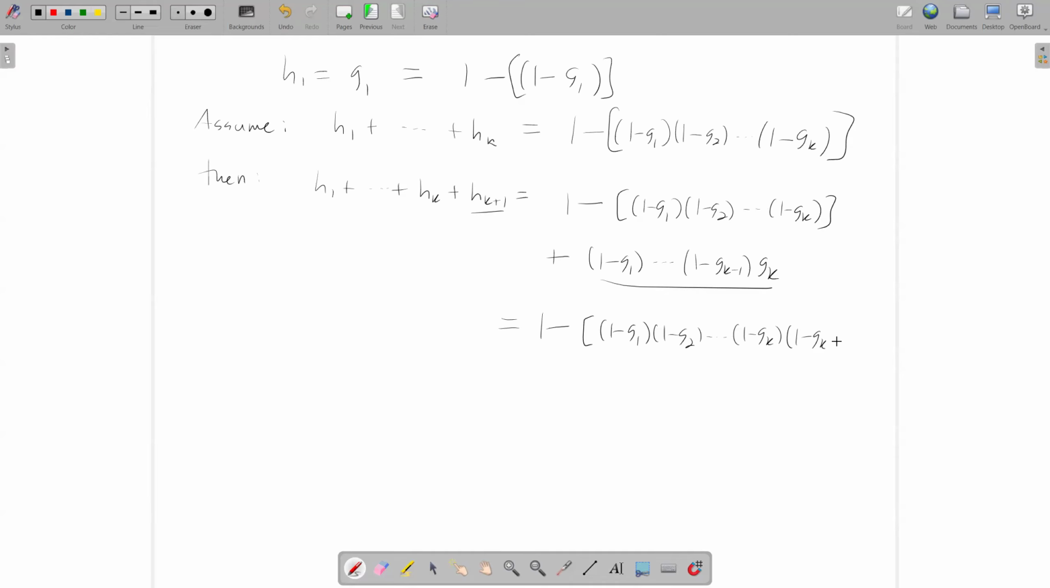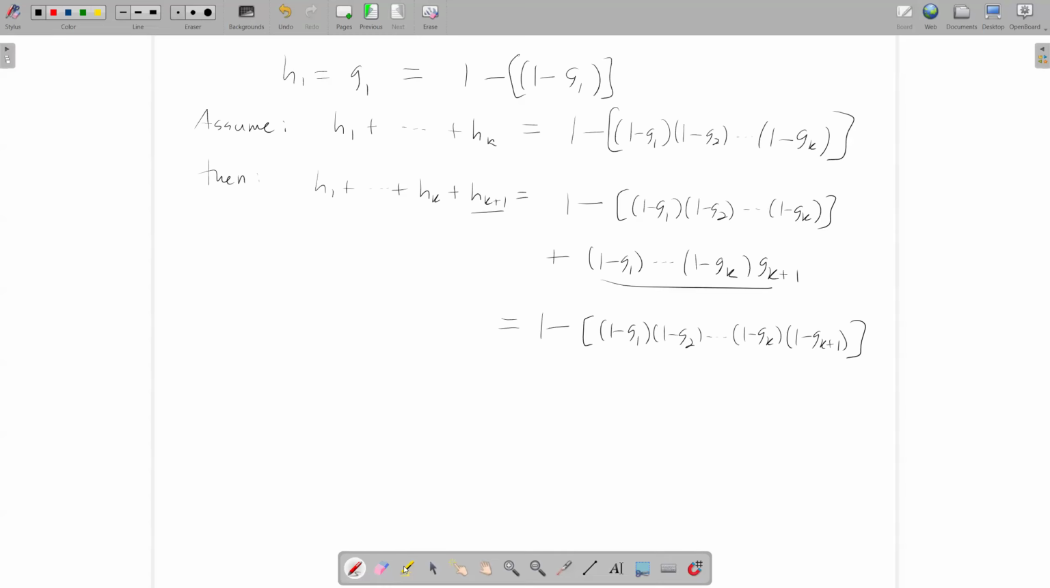Sorry, I got my indices off here. That's supposed to be k. So this is gk, this is g(k plus 1). Okay, there we go. All right, now it makes sense.